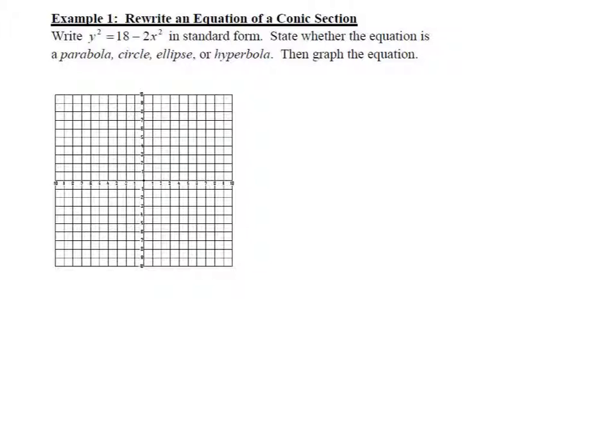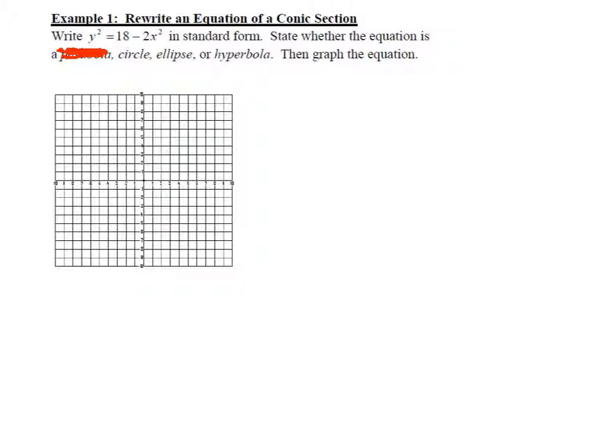So this has two terms that are squared. So this obviously cannot be a parabola. So you can mark out the parabola. It could be a circle, it could be an ellipse, or it could be a hyperbola.